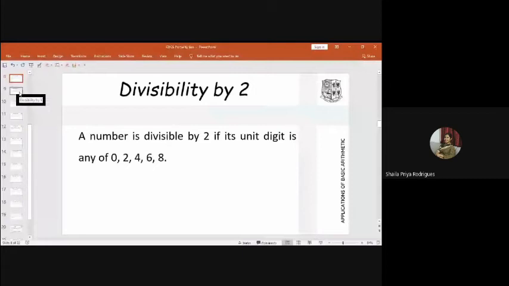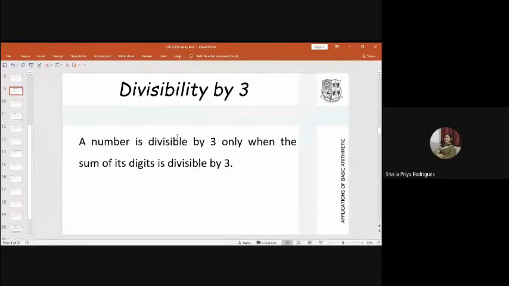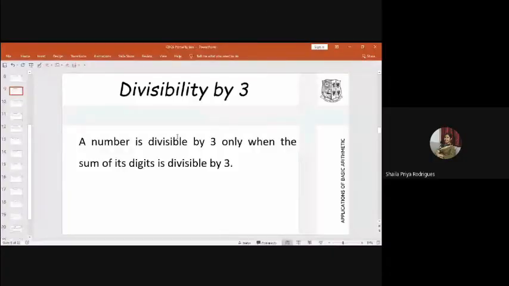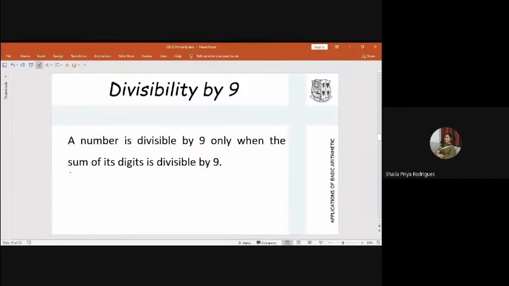Try to tell me the divisibility test for 9. Sum of the digits must be divisible by 9. Okay, that's just like your divisibility test for 3. A number is divisible by 3 if the sum of all its digits is divisible by 3. Similarly, a number is said to be divisible by 9 if the sum of all its digits is divisible by 9.